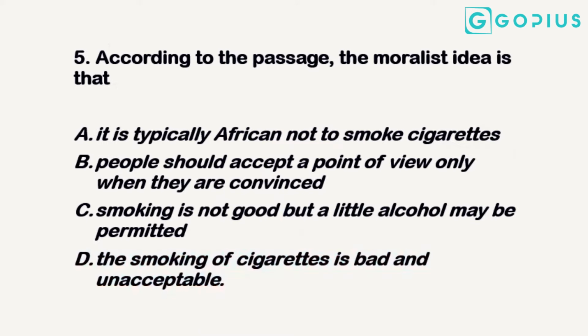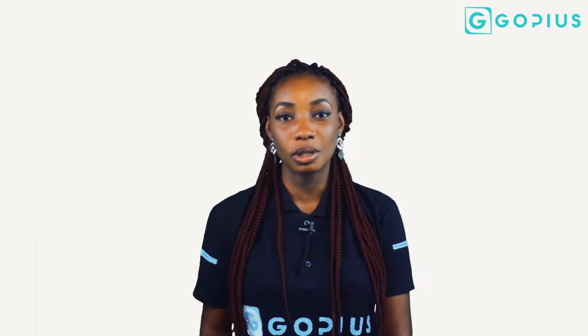Now, for the first question, we have: according to the passage, the moralist idea is that A, it is typically African not to smoke cigarettes. B, people should accept a point of view only when they are convinced. C, smoking is not good, but a little alcohol may be permitted. D, smoking of cigarettes is bad and unacceptable. Note that question. What is the moralist idea according to the passage?